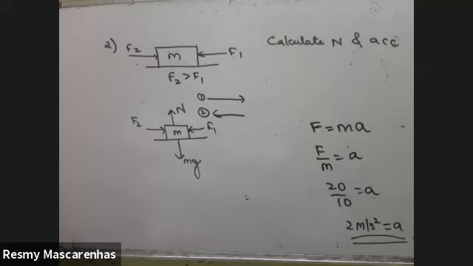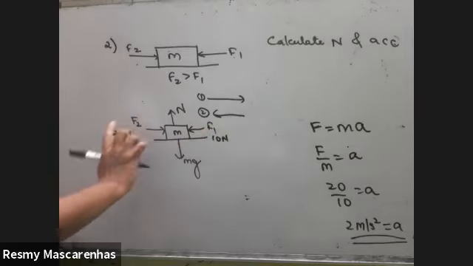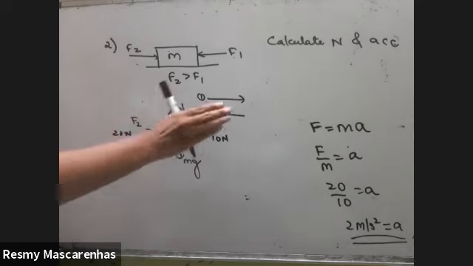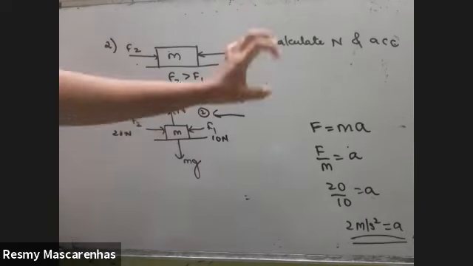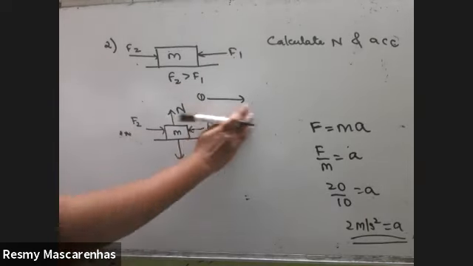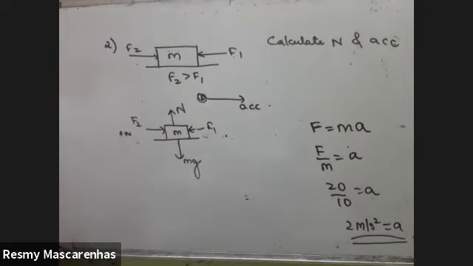Right hand side. See, this fellow is supposedly applying 20 newtons. This fellow is applying 10 newtons. So this one will overpower this one. Obviously, this one is stronger, so his force will overcome this one, and the object will move this side. The object is going to move this side in the first case. The acceleration will be this side. Overall acceleration.